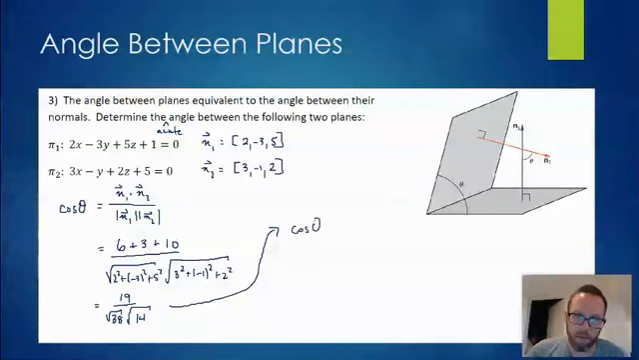I'm just going to get a decimal value there. So notice that everything here is positive, which means our calculators will spit out the acute angle, which is good. So I got 0.8238. And so the angle between our two planes, make sure we're in degree mode here, is about 34.5 degrees.